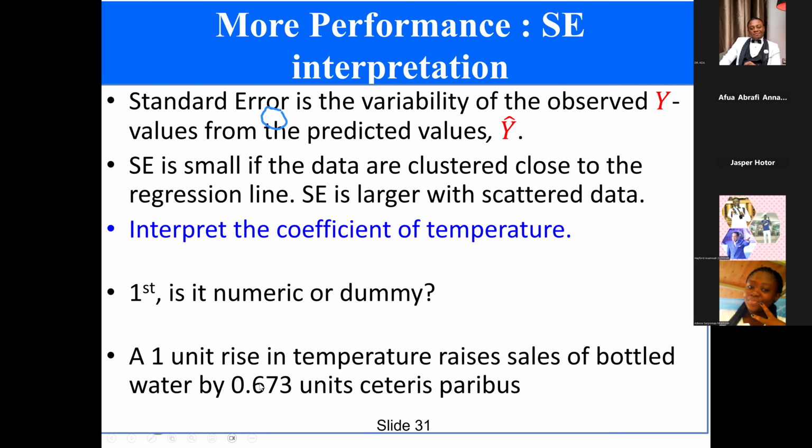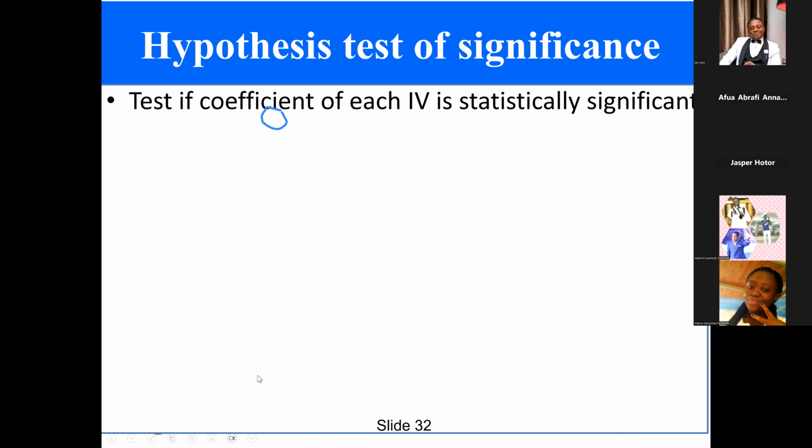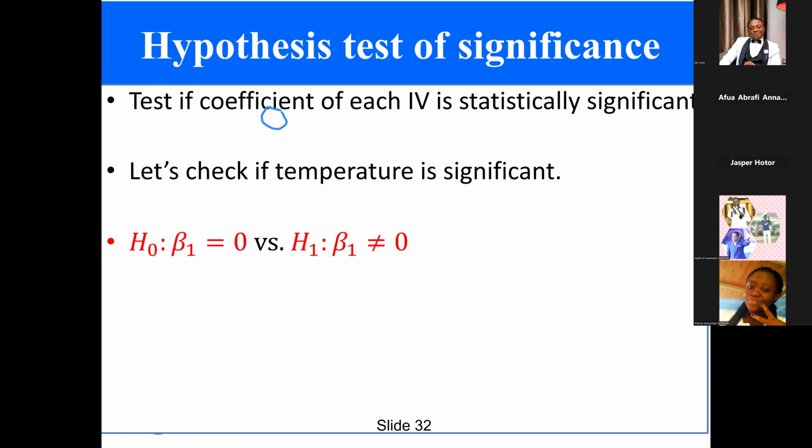But check whether it's significant. To check whether it's significant, you have to test. How do you test? Well, the same hypothesis test we did. So let's check whether temperature is significant. You write a null hypothesis. The null hypothesis is that beta 1, which is temperature, is 0, which means it's not significant. Or beta 1 is not 0, which means it is significant. So remember, when it is 0, it is insignificant. When it is not equal to 0, it is significant.